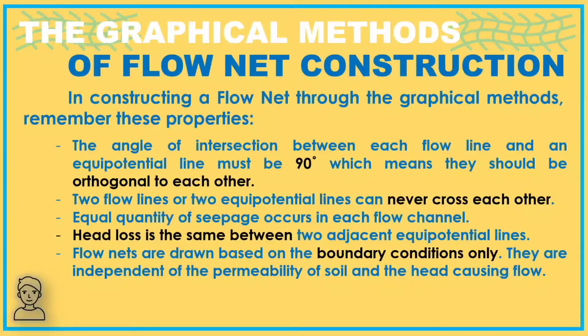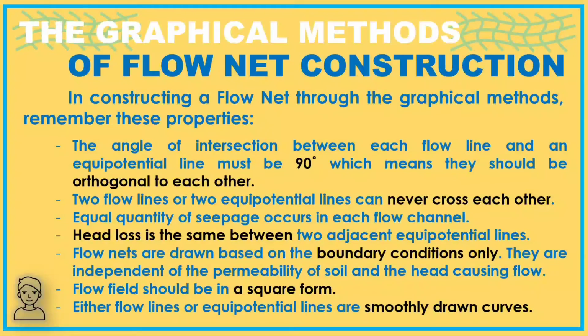Flow nets are drawn based on the boundary conditions only. They are independent of the permeability of soil and the head causing flow. And flow field should be in square form. Also, either flow lines or equipotential lines are smoothly drawn curves.